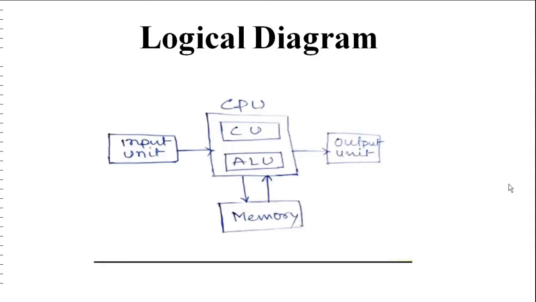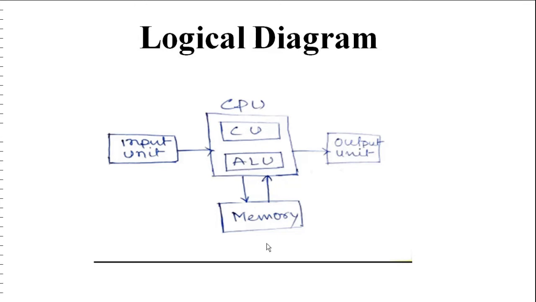This is the logical diagram of the computer system. There are five components to be considered. The first one is called the input unit. Using this unit, the user can put input into the computer system. Then the control unit, which controls the overall operation of the computer system. Then the ALU, the full form of ALU is arithmetic logic unit. Any kind of arithmetic and logical operation is conducted using this unit.